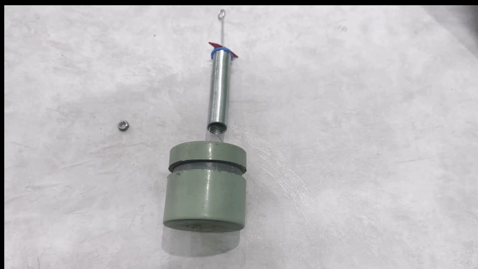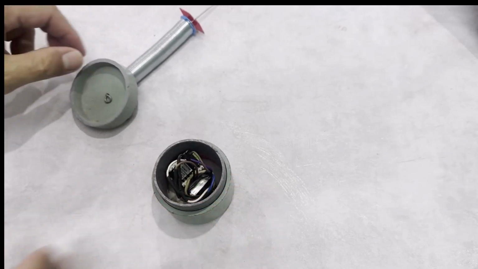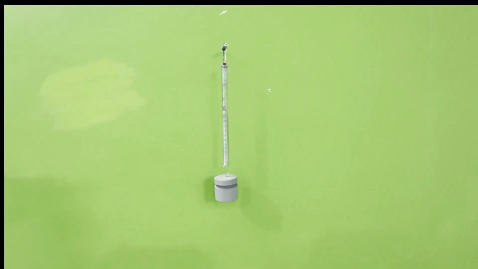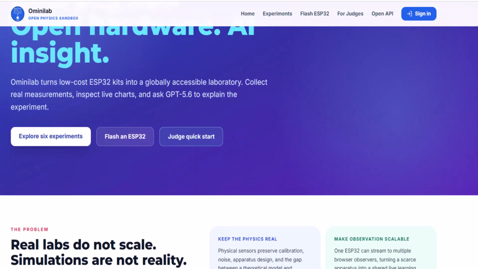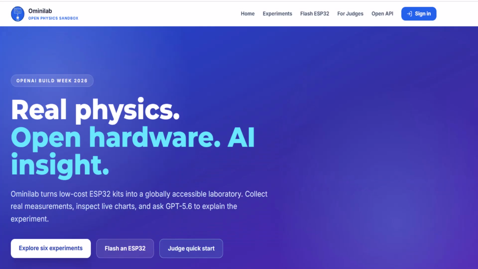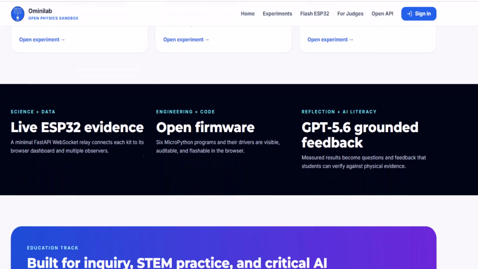Physics is learned by measuring reality, but many classrooms have too few lab stations and closed equipment. Omnilab turns a low-cost ESP32 into an open, remotely observable physics laboratory. We built this with Codex for OpenAI Build Week.